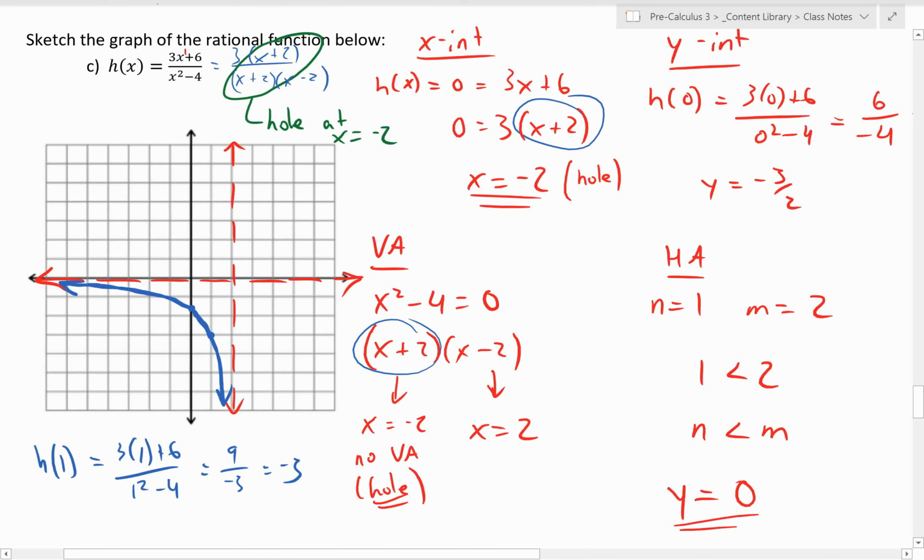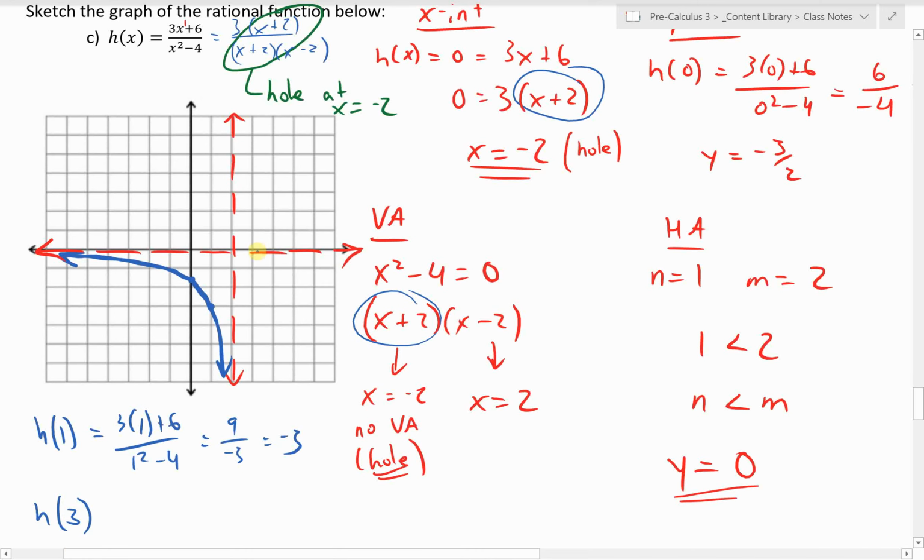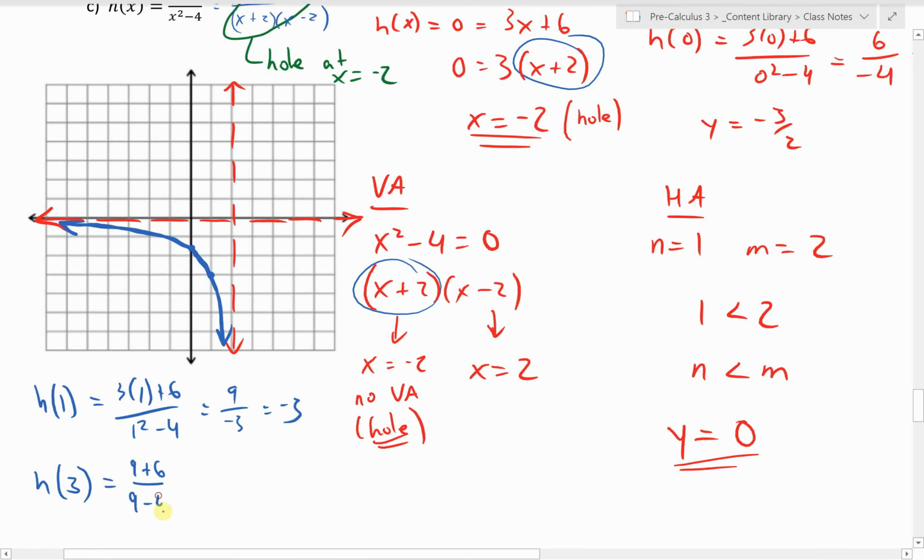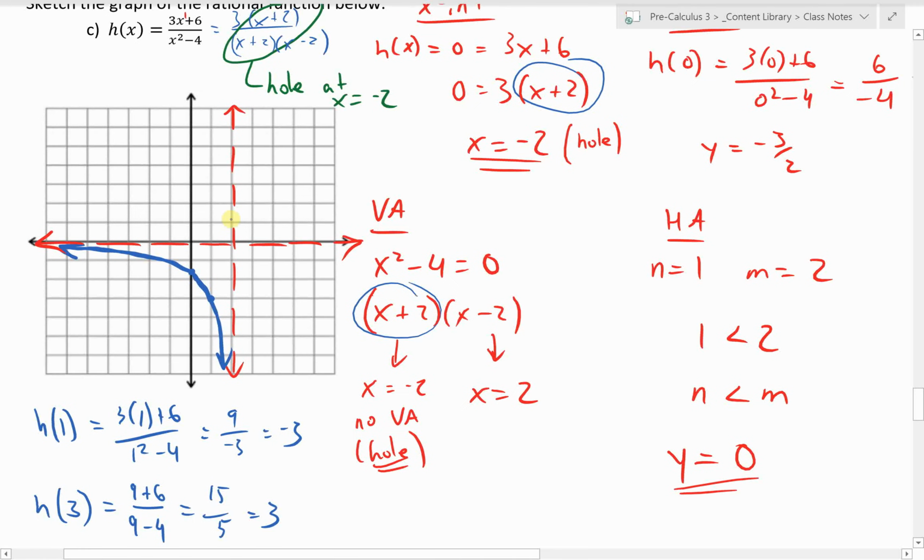But again, if you want to make absolutely sure, we could plug in h at 3. 3 is right here. All we need to know is whether it's positive or negative. If it's positive, it's above the asymptote. If it's negative, it's below. So we'd have 3 times 3 is 9 plus 6 over 3 squared minus 4. So this is going to be 15 over 5, which is positive 3. And so at x equals 3, our function value is positive 3.